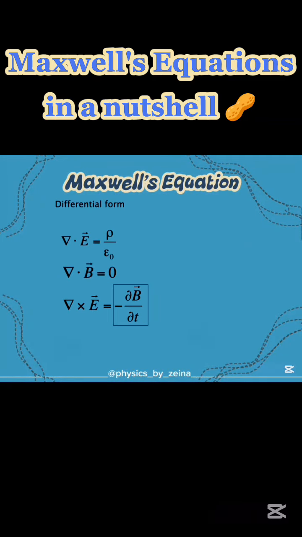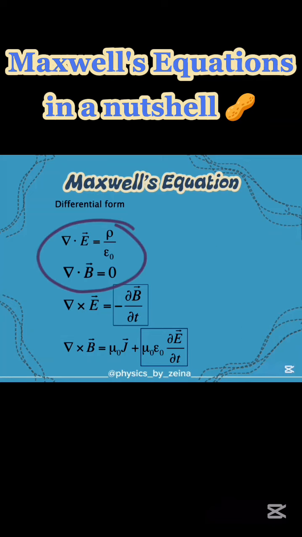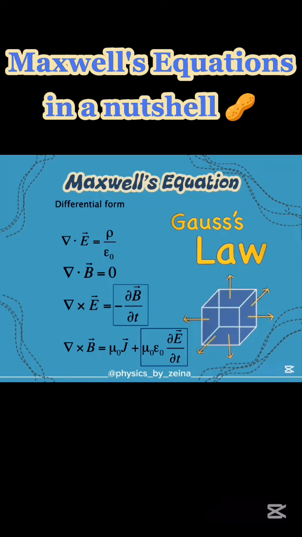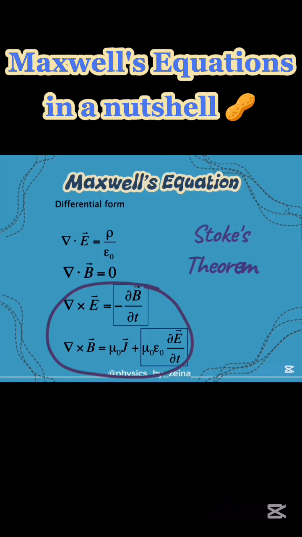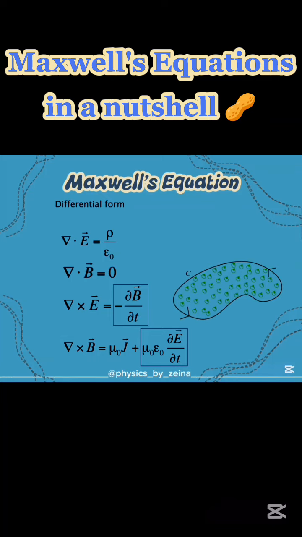Maxwell's equations are four elegant and fundamental equations in electromagnetism. They describe how electric and magnetic fields interact. The first two equations are based on Gauss's law about the production of the electric and magnetic fields. However, the third and fourth laws are based on Stokes' theorem that shows the effects if one of the fields is changed.